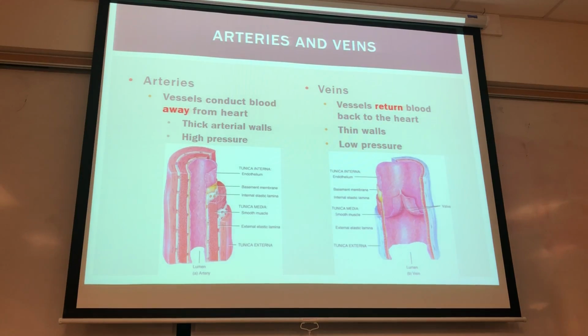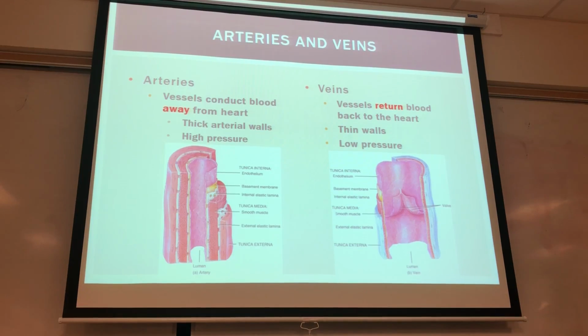Arteries and veins. Big thing about arteries and veins: arteries conduct blood away from the heart, as well as veins returning blood back to the heart. Do not confuse arteries and veins for carrying oxygenated or deoxygenated blood. That's the common mistake people will make, that veins always carry deoxygenated blood. That's not the case. It's really what governs the name of an artery or vein is the direction of blood flow, whether to the heart or away from the heart.